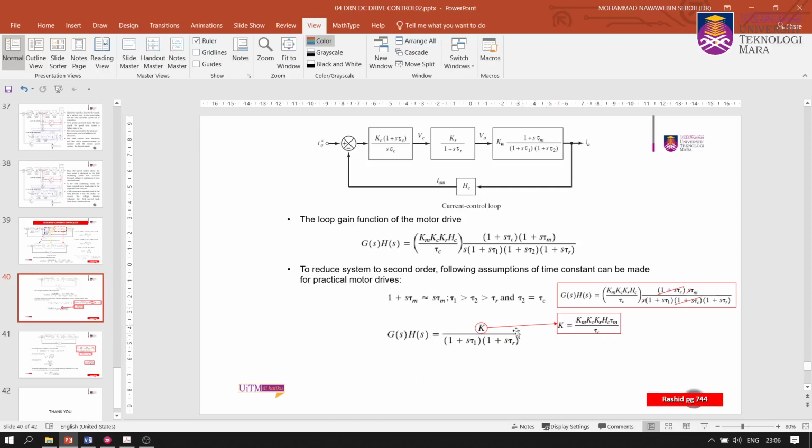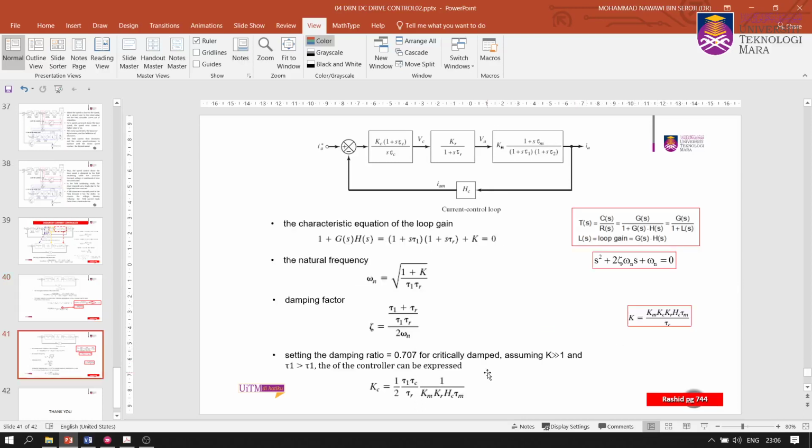So again, this is slightly different to what Rashid has done in the book. There's page 74. Please refer back to page 74 and make corrections. Right? So K here equals to that, and you multiply that. That's why you have this K equals to that.